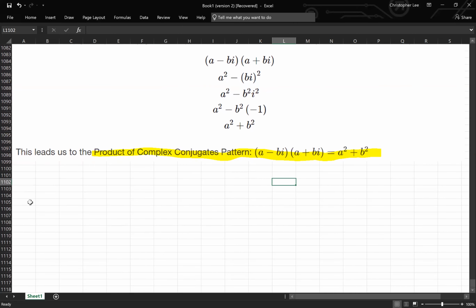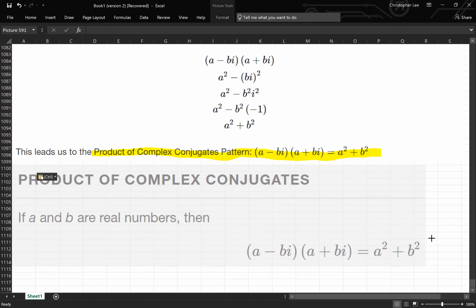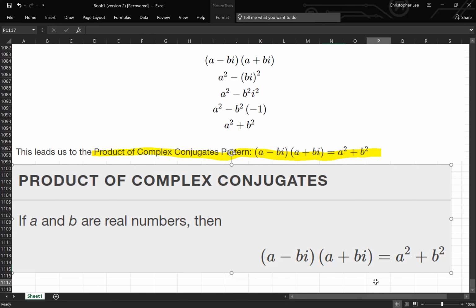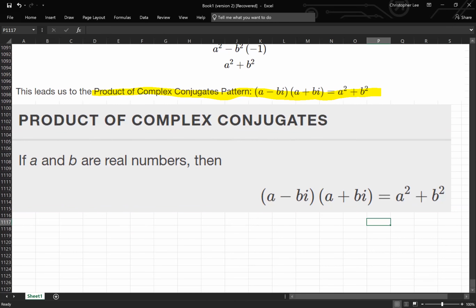Just to drill it home a little bit. The product of complex conjugates: if a and b are real numbers, then a minus bi times a plus bi is equal to a squared plus b squared.